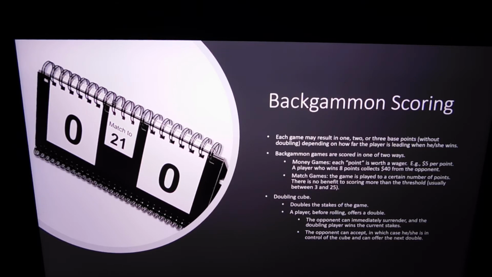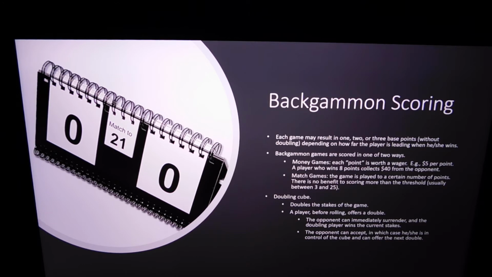If the cube was on 4, one player says, "I'm going to double to 8." The opponent can say, "I'll drop," and the doubling player would immediately win 4 points and they would start a new round. Or the opponent can take, and the game is now worth 8 points and they play on, and it could be doubled again, right?